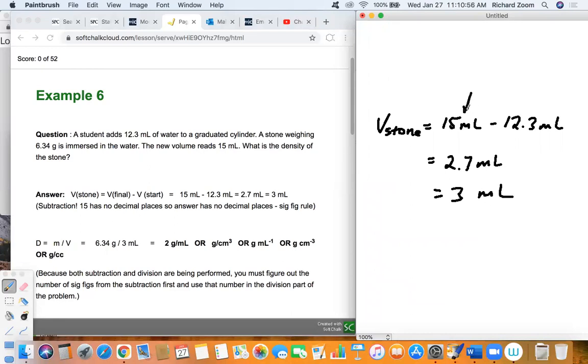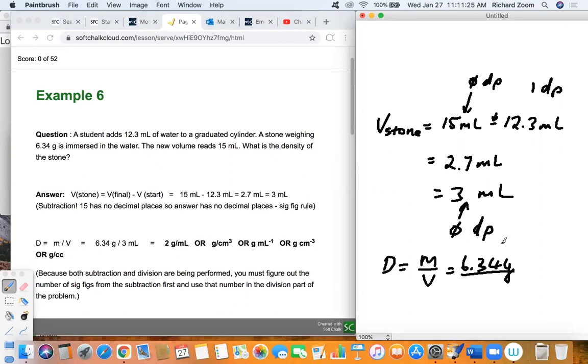Now the reason for that is because this is a subtraction, so it's based on 0 places past the decimal point. And this is 1 place past the decimal point. So the answer here comes out to be 0 places past the decimal point. In this case, we're mixing operations because in the next step, we take the density, which is a division, mass divided by volume, which is 6.34 grams divided by what we got up here, the 3 mils, which leads to 1 significant figure at the end, which is 2 grams per mil.